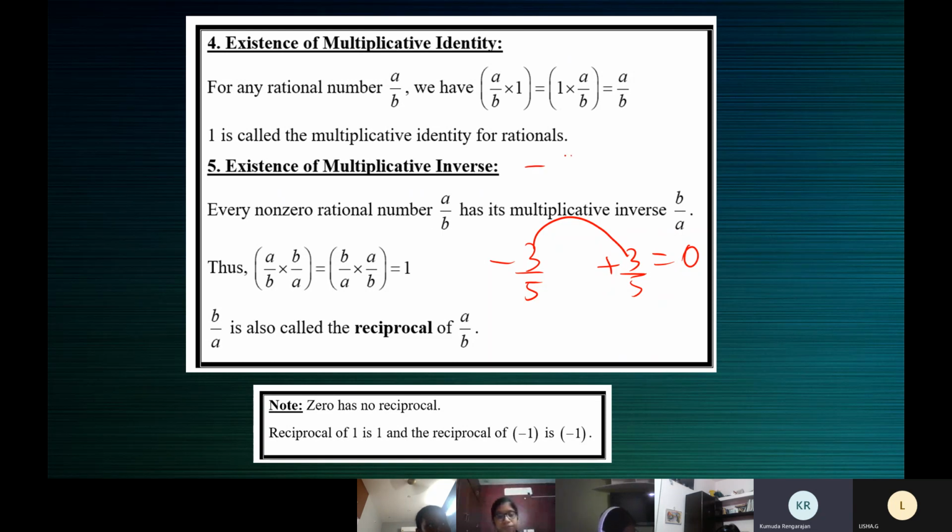What is the negative of -5? +5, ma'am. The negative of -5 is +5 because -5 plus 5 is 0. What is the negative of 7? -7, ma'am, because 7 plus -7 is 0.